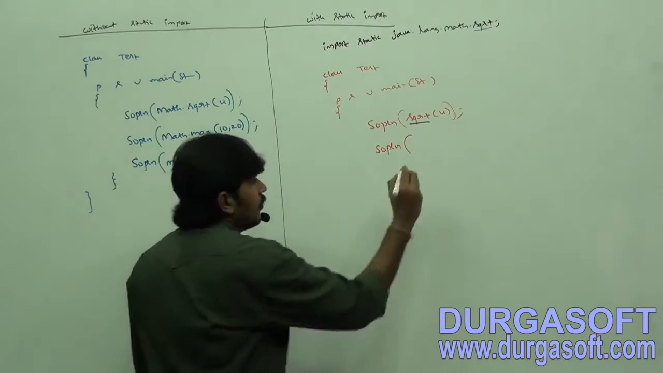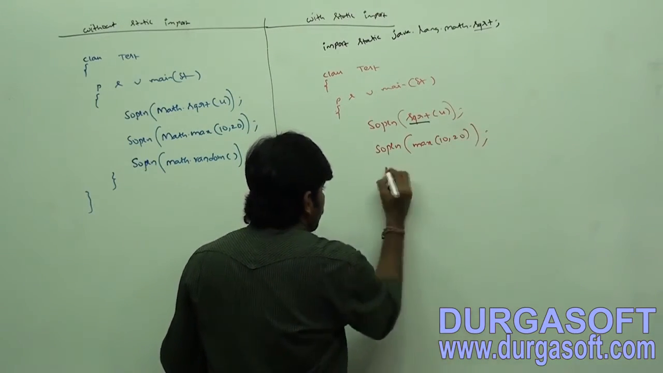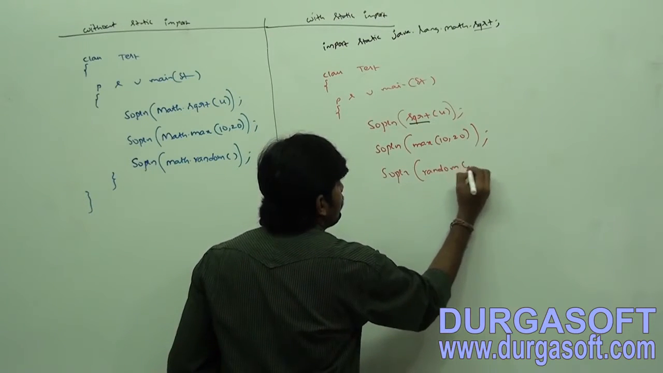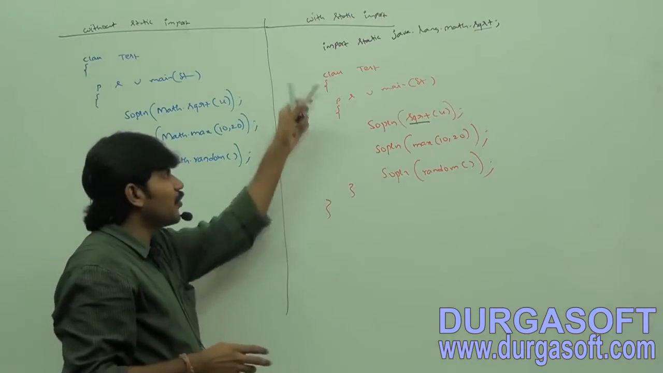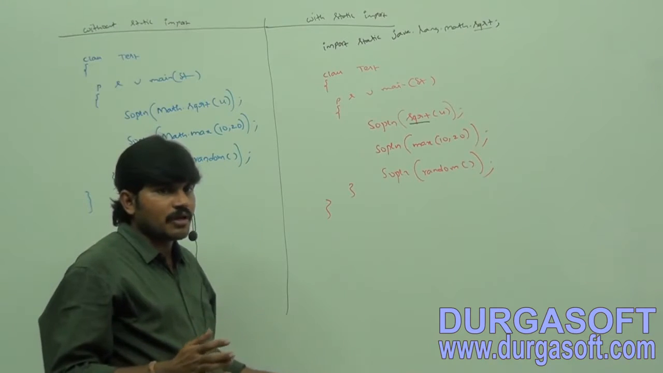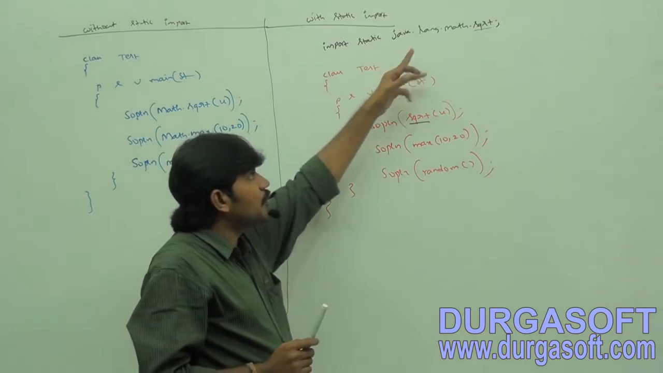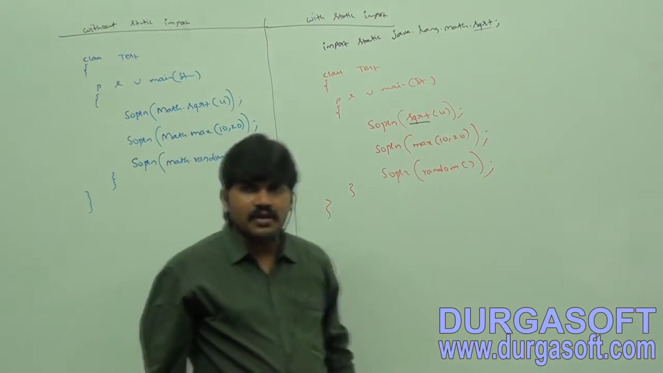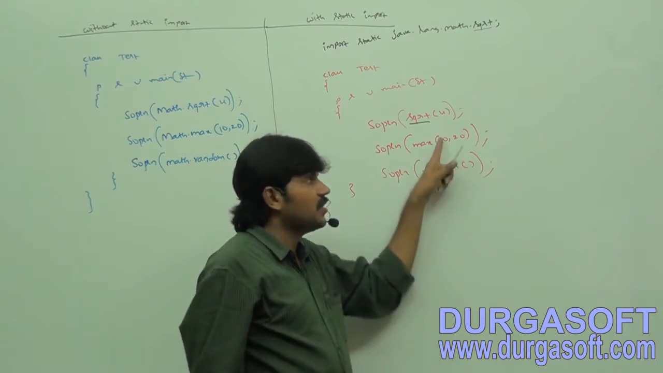Similarly, sir, I want to use System.out.println, max of 10, 20. Next, System.out.println, random, like I'm taking. Sir, can you tell if the code is going to compile? No. Because we wrote a static import only for square root. But max and random methods, we are using directly without the class name. Write static import for these also.